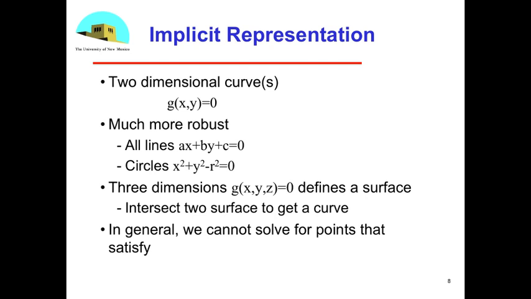If you go to 3 dimensions, then the function g of x, y, z equals 0 defines a surface. For example, a sphere centered at the origin is x squared plus y squared plus z squared minus r squared equals 0. And if you're dealing with implicit representations in 3 dimensions, then you get curves by looking at the intersection between 2 surfaces. But the difficulty, again, is that you can't solve it in general.